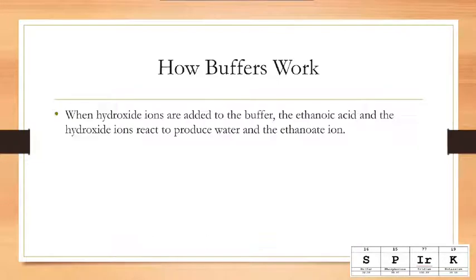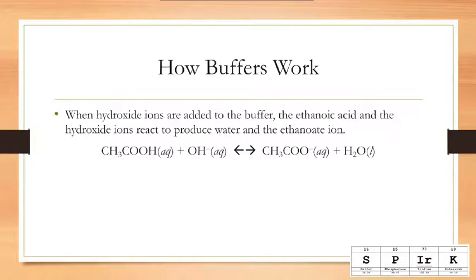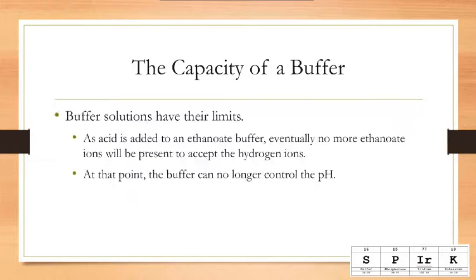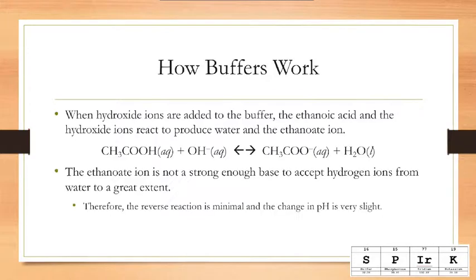When hydroxide ions are added to the buffer, the ethanoic acid and the hydroxide ions react to produce water and the ethanoate ion. The ethanoate ion is not a strong enough base to accept hydrogen ions from water to a great extent. Therefore, the reverse reaction is minimal and the change in pH is very slight. So basically, a buffer is a solution where, when you add an acid or a base, the pH doesn't change very much.